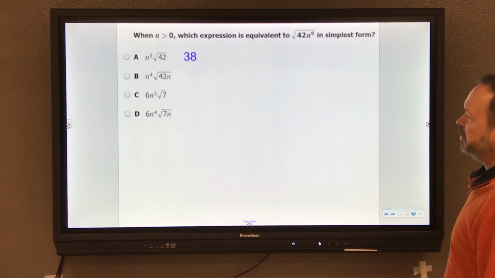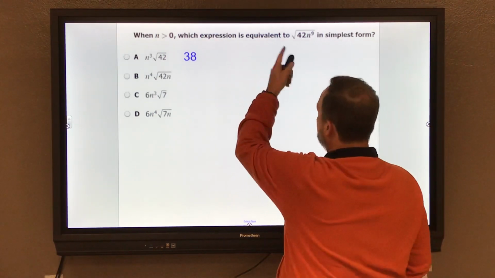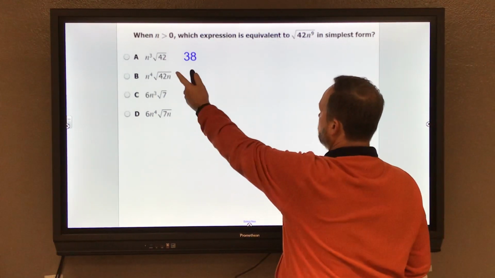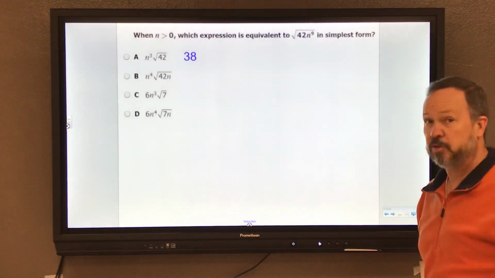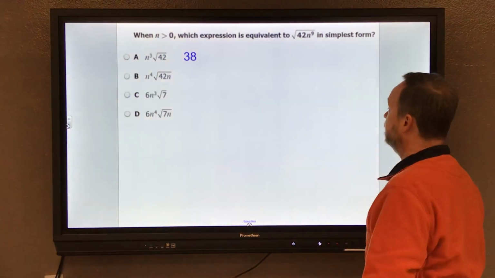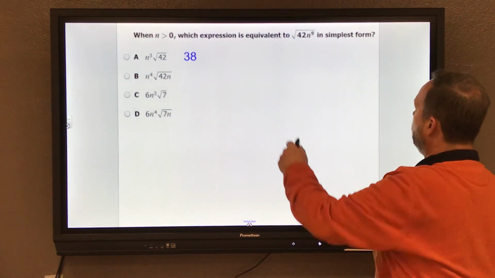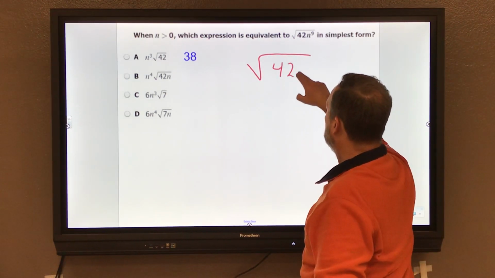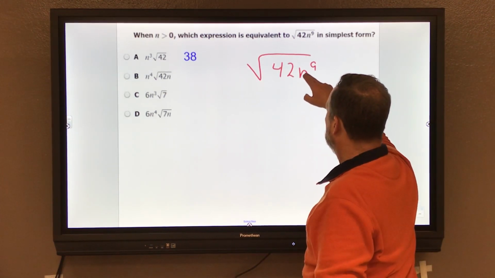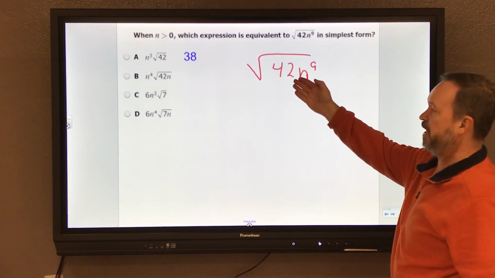It says when n is greater than 0, and the only reason they say that is because you can't be taking the square root of a negative thing. Okay, if n was smaller than 0, it'd be taking the square root of a negative thing. You can't do that in the real world. You do it in algebra 2 in imaginaries, but you can't do it here. So which one of these is equivalent to that? So we got the square root of 42 n to the 9th. Now, you think about it, you can't do the square root of 42.